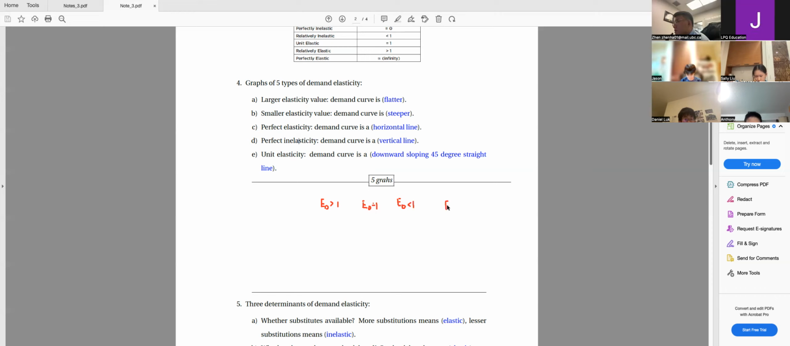So what is the relationship between the slope of a demand curve and the elasticity coefficient? So we have 5 different types, right? First of all, let's do this one. My question is, given ED greater than 1, should your demand curve be steeper or flatter?